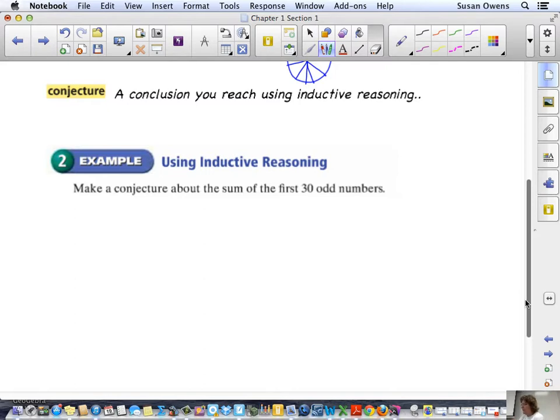So suppose I didn't know what it was. What I'm going to do is say, well, let me start out with less than 30 odd numbers. Let me start out with one odd number. Well, that's just going to be 1, and the sum is going to be 1. Okay, let me do the first 2. Well, that's going to be 1 plus 3, and that's going to be 4. 3 odd numbers, 1 plus 3 plus 5, that's going to be 9. 4, 1 plus 3 plus 5 plus 7, and that's going to be 16.